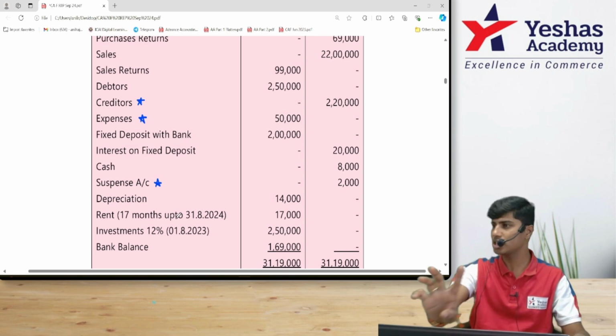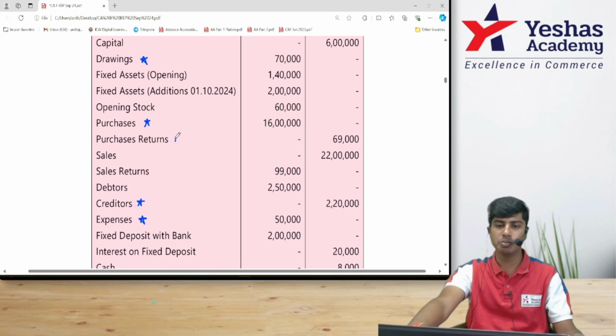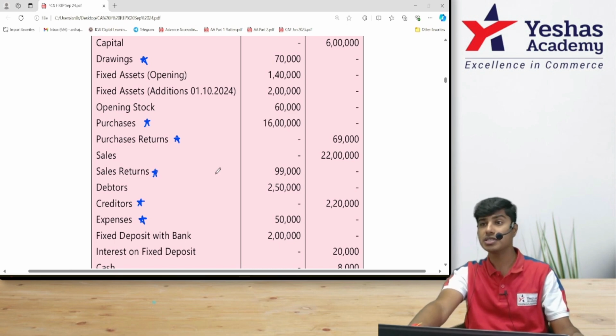We'll eliminate that. So for suspense there is some adjustment. Then purchase return and sales return. Put one star on purchase return, and also put one star next to sales return. Did you understand this? Yes, please.